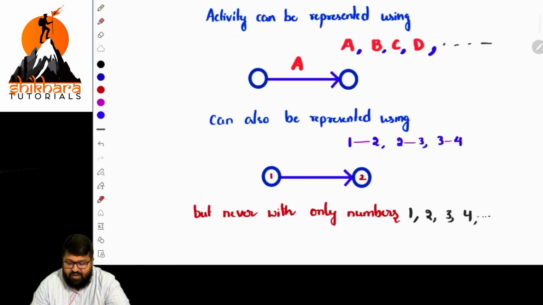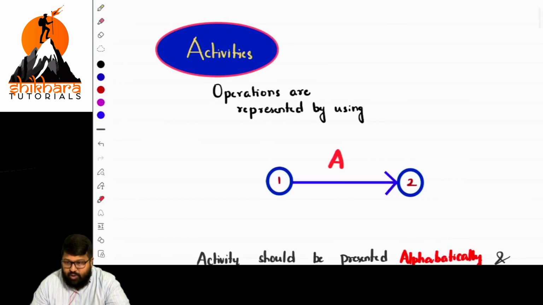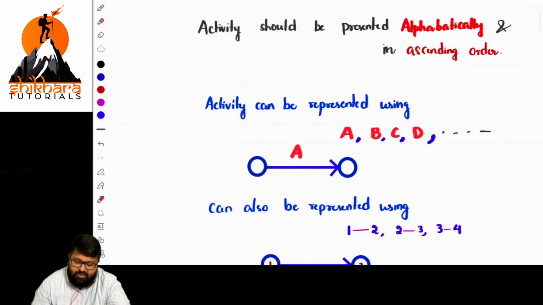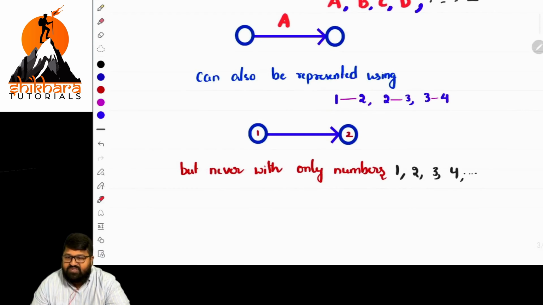Is the activity clear now? So how the activity is represented: in the form of an arrow, and it is represented with letters. Numericals also can be used, that is 1, 2, but never with a single number, basically.